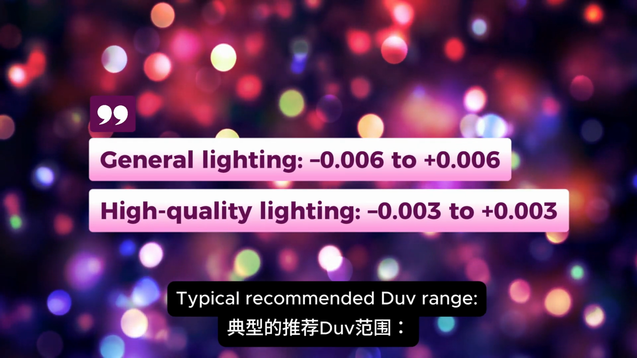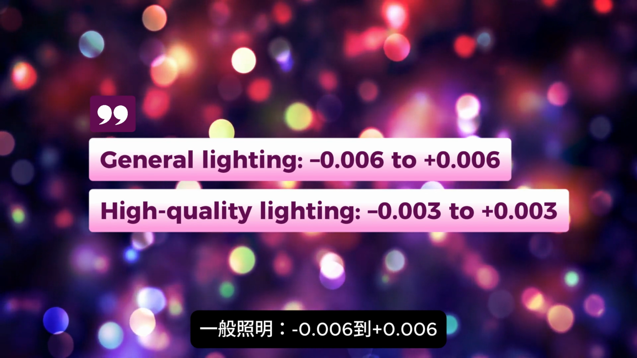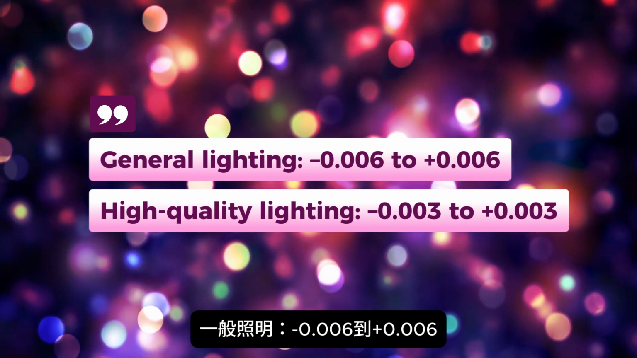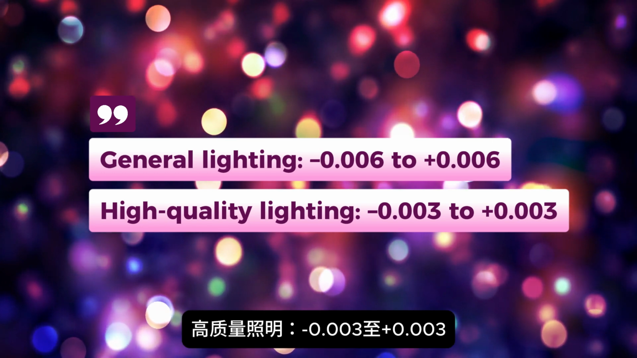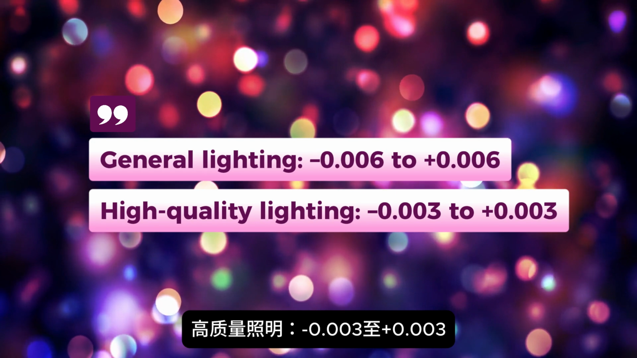Typical recommended Duv range. General lighting, -0.006 to +0.006. High quality lighting, -0.003 to +0.003.